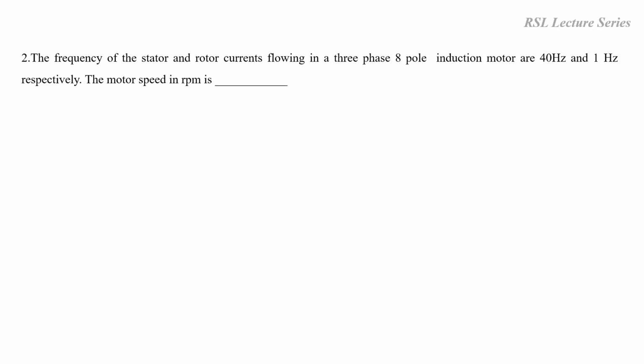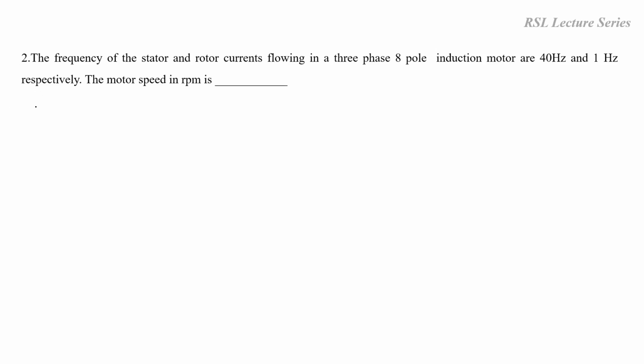So the problem is: the frequency of the stator and the rotor currents flowing in a three-phase 8-pole induction motor are 40 Hz and 1 Hz respectively. The motor speed in RPM is dash. Okay. So first we'll write the given data. The frequency of stator and rotor currents are given.